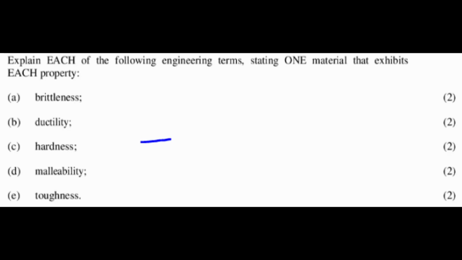Explain each of the following engineering terms, stating one material that exhibits each property. A. Brittleness. B. Ductility. C. Hardness. D. Malleability. E. Toughness. Here are some definitions of the terms and an example of a material that exhibits each property. Brittleness. A material that is brittle will break or crack easily under stress. An example of a brittle material is glass.